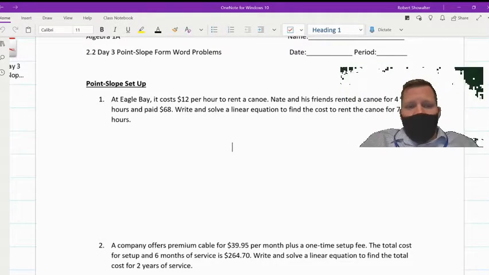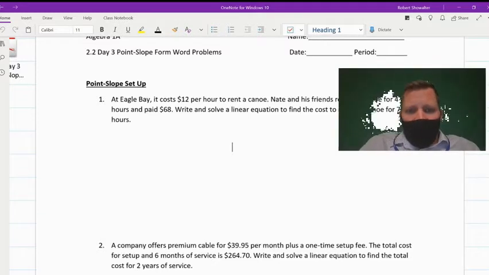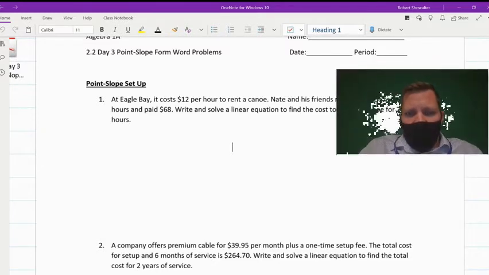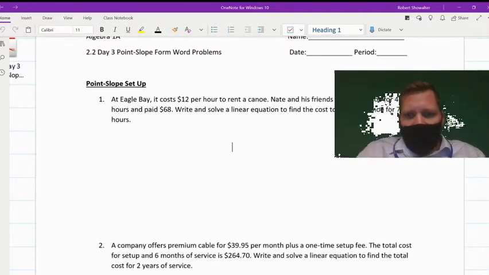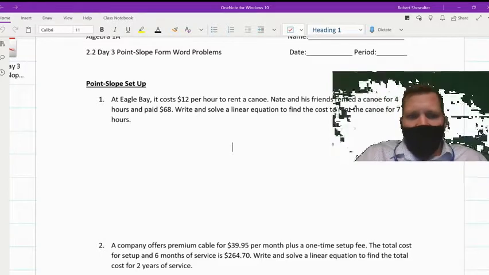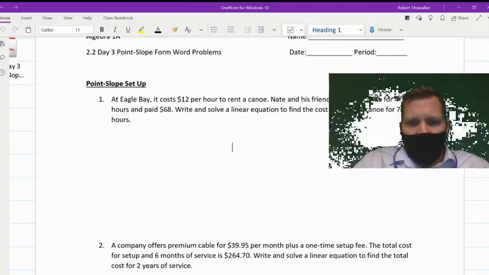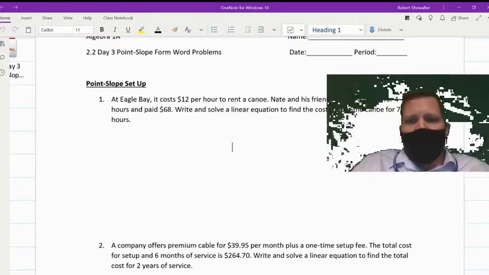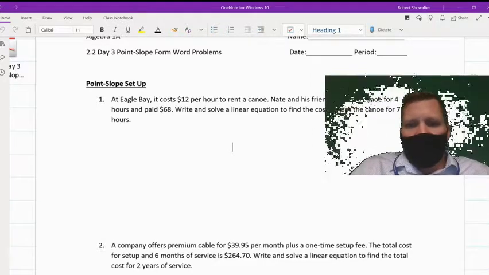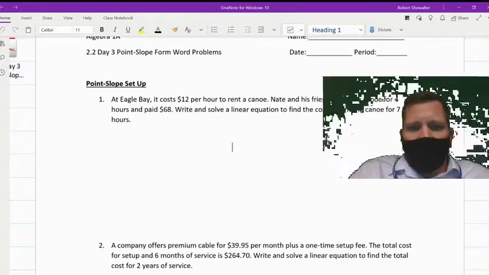Okay, here we go. At Eagle Bay, it costs $12 per hour to rent a canoe. Nate and his friends rented a canoe for 4 hours and paid $68. Write and solve a linear equation to find the cost to rent the canoe for 7 hours.